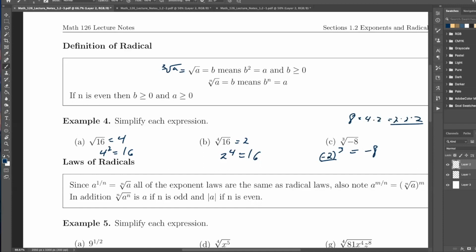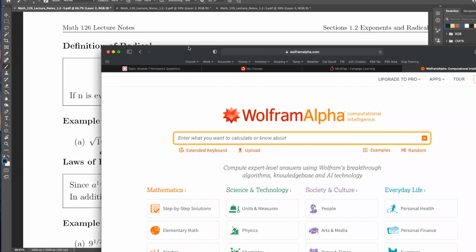And so let me actually open up our official calculator for the first time. All right, our official calculator. Oh, this is Wolfram Alpha.